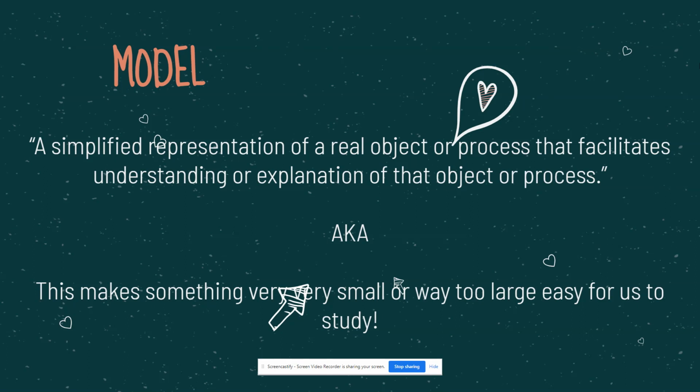So you'll notice here I've given you the textbook definitions, and most of the time I've written down something to help you remember it, or I will verbally give you some information. So a model is a simplified representation of a real object or process that facilitates understanding or explanation of that object or process. We can also call this something that makes something that's very, very small or way too large easy for us to study. Scientists make models so that we can study from them. We can learn things by looking at models.